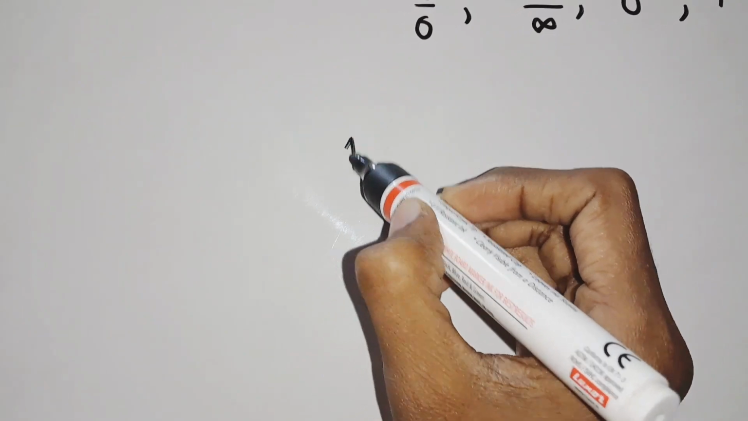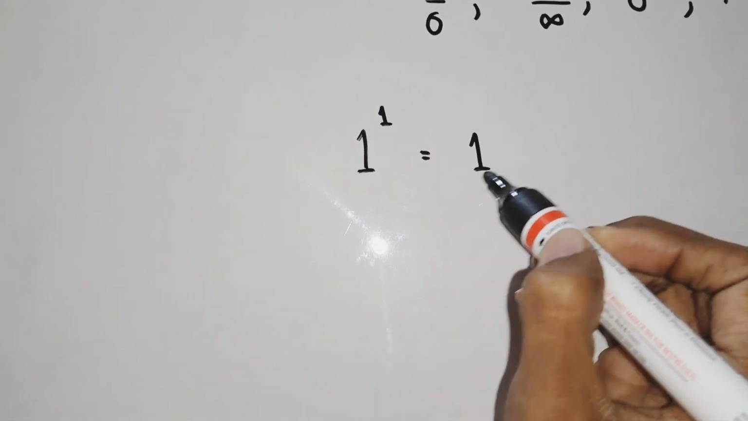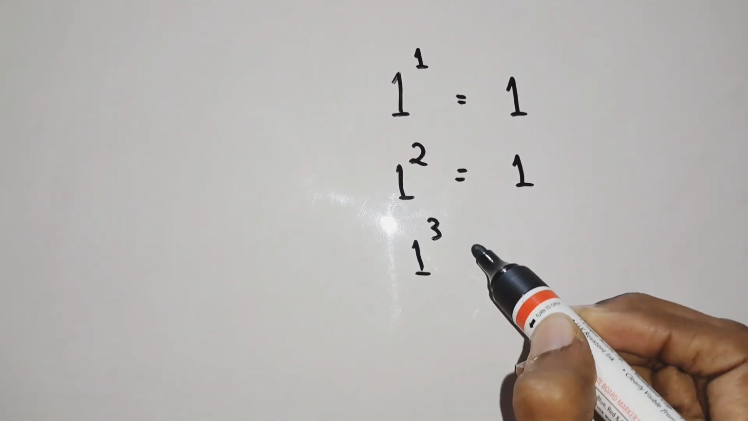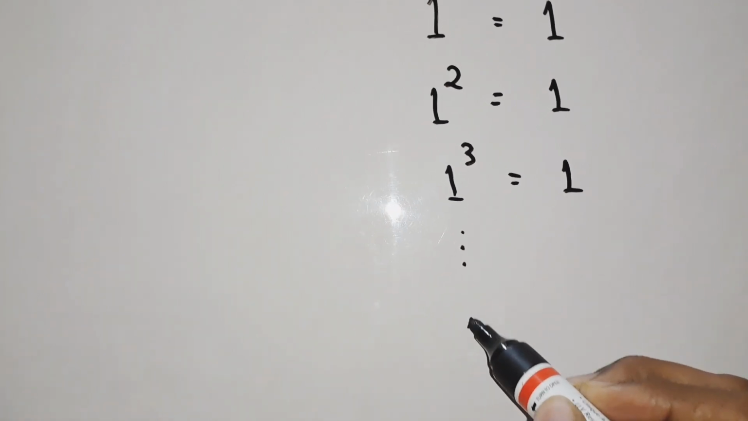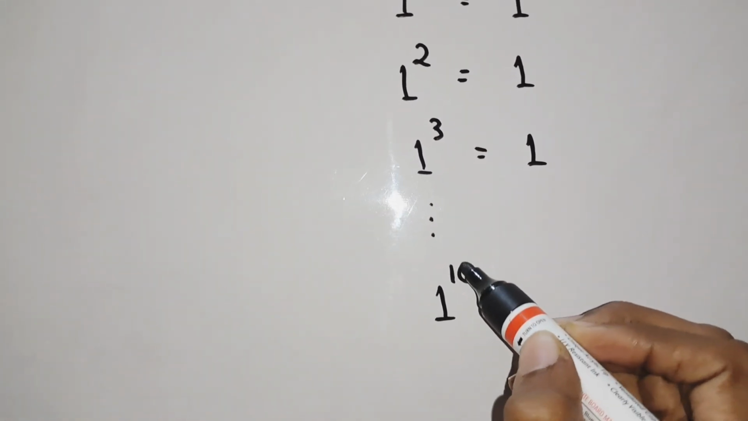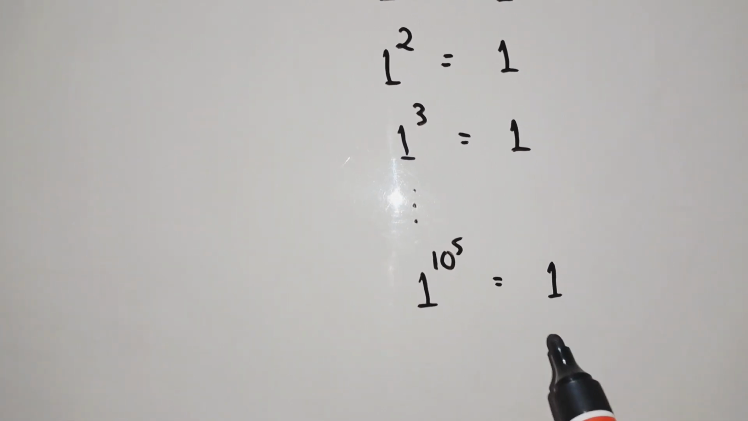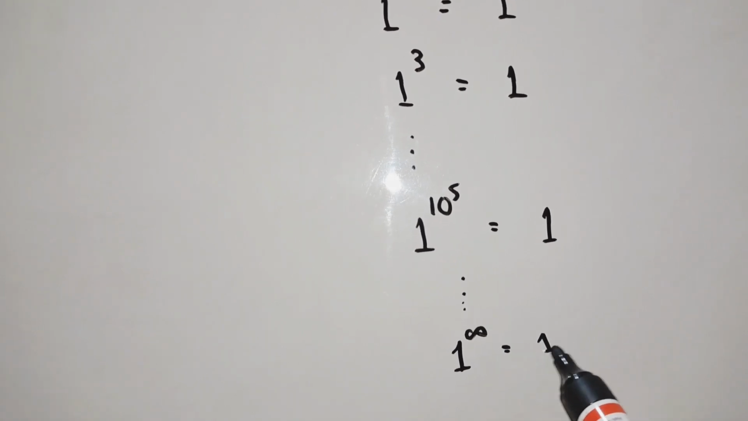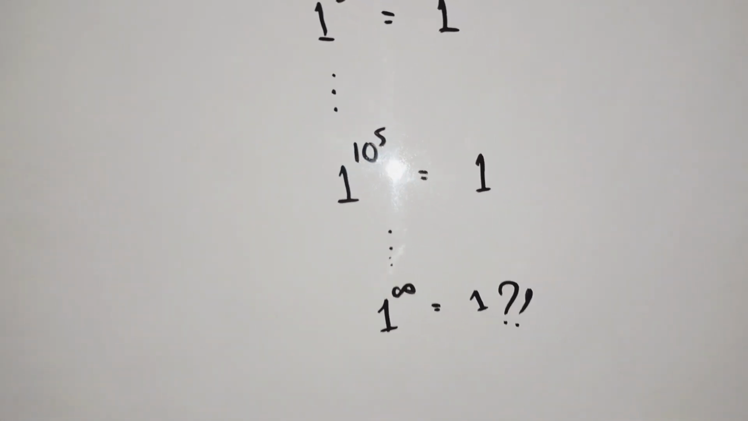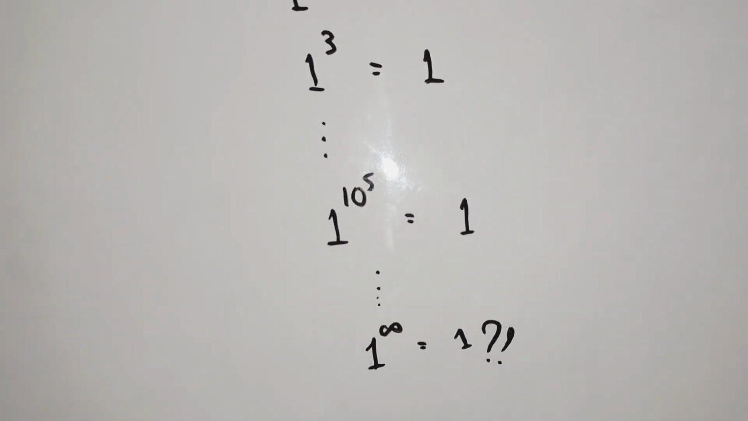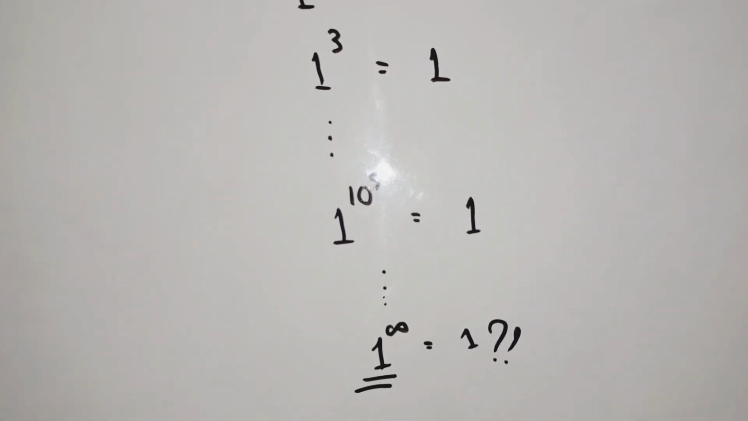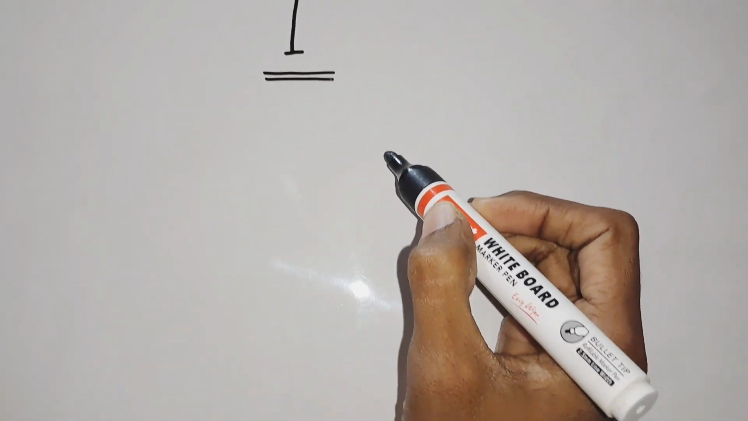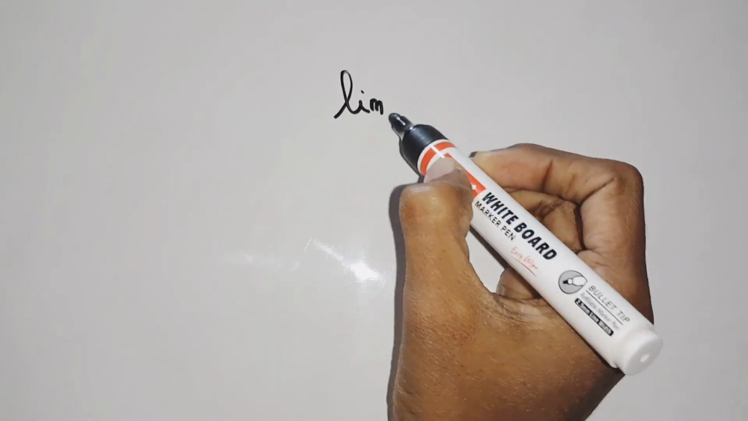We know 1 to the power 1 is equal to 1. Similarly, 1 to the power 2 equals 1, 1 to the power 3 equals 1, and so on. 1 to the power any higher power, say 10 to the power 5, is also equal to 1. So does that mean that 1 to the power infinity equals 1? It's a big question. But this is one of the indeterminate forms. We cannot directly evaluate this, but we can use limits for this.